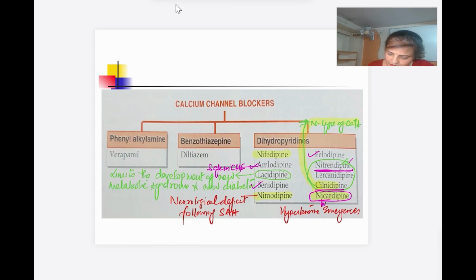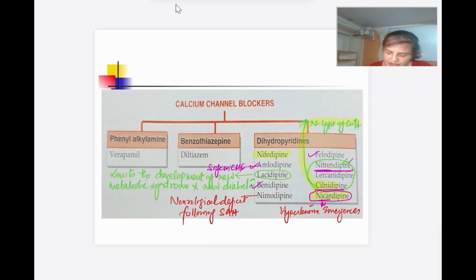And then nimodipine, it is used for the neurological deficit following subarachnoid hemorrhage. So it is after the subarachnoid hemorrhage, not during it. After the subarachnoid hemorrhage, there is a cerebral vasospasm that can lead to the deficit. So to prevent that, we are giving a vasodilator. Why nimodipine? Because they cause a selective dilatation of the cerebral blood vessel. So this is an important point about nimodipine.